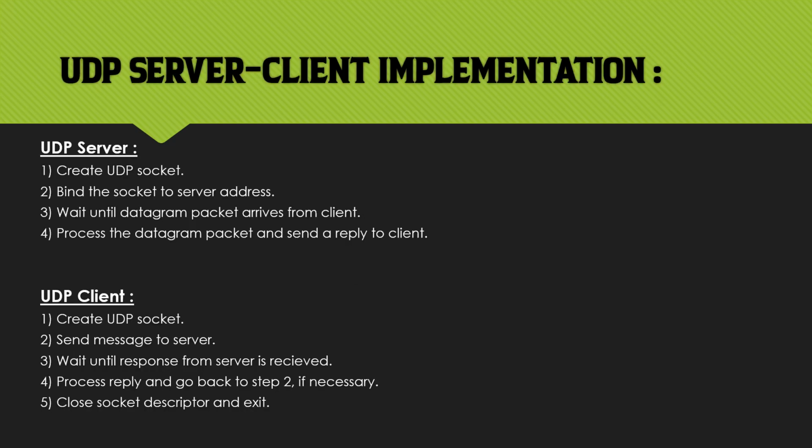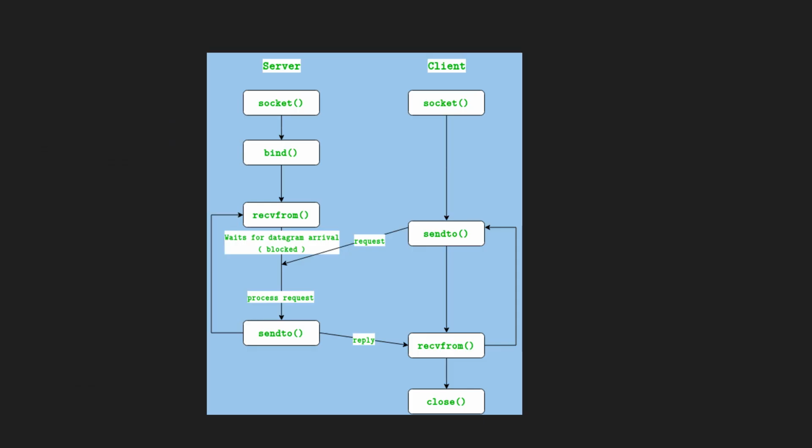Let's see the UDP server-client implementation. See both the UDP server and UDP client. Firstly, let's see the UDP server. Create a UDP socket and then bind the socket to the server address and wait until the datagram packet arrives from the client. Then process the datagram packet and send a reply to the client.